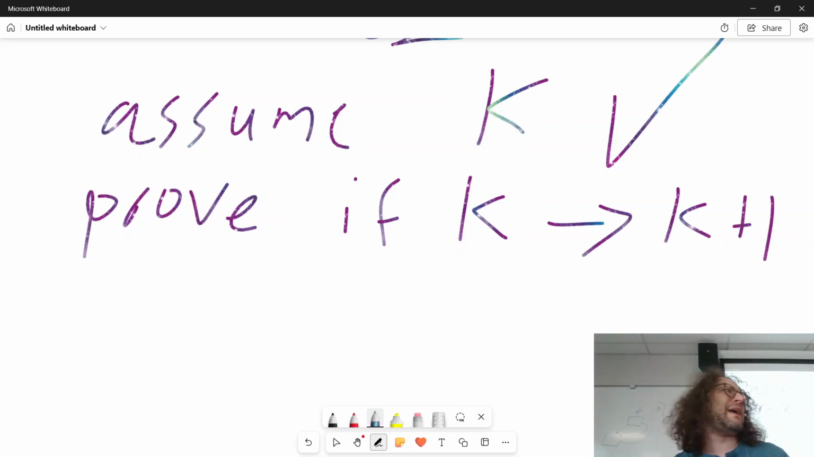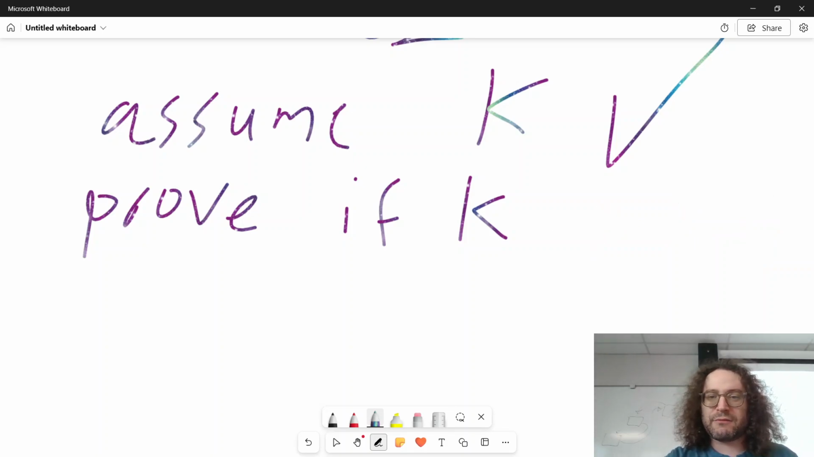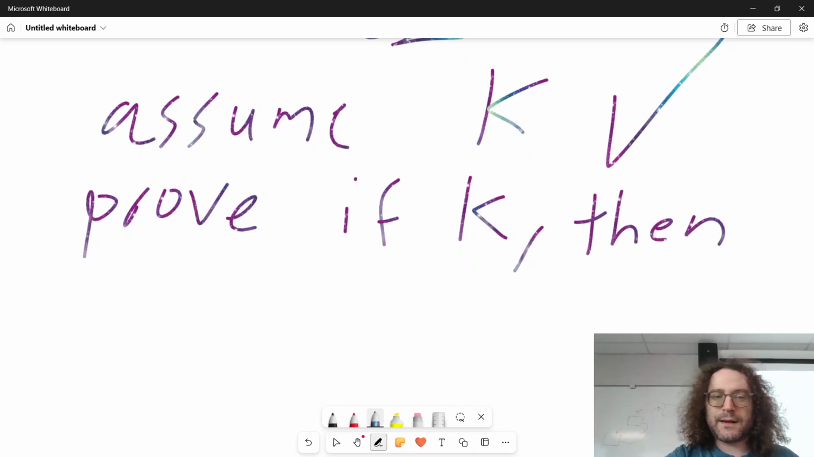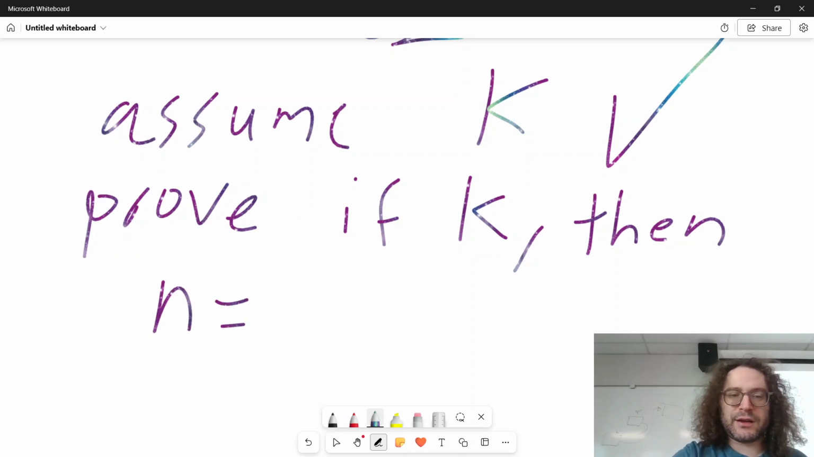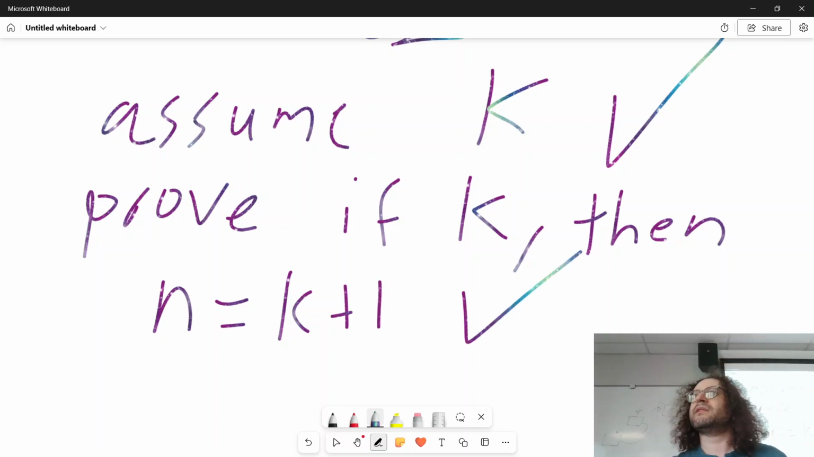So what does that mean? We're trying to show that this formula will work for n equals k plus 1. Let me rewrite that slightly. I'm not doing it in the formal mathematical style. I don't have time to think about how that's supposed to look. I'm just writing this down as I go. We're going to assume that it works for some number, and then we're going to say if it worked for that number, it's going to work for the next number.